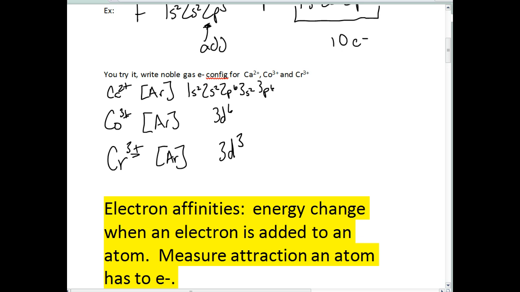And that's how we do electron configurations of just regular old ions plus those transition metals that sometimes have those d orbitals to deal with.